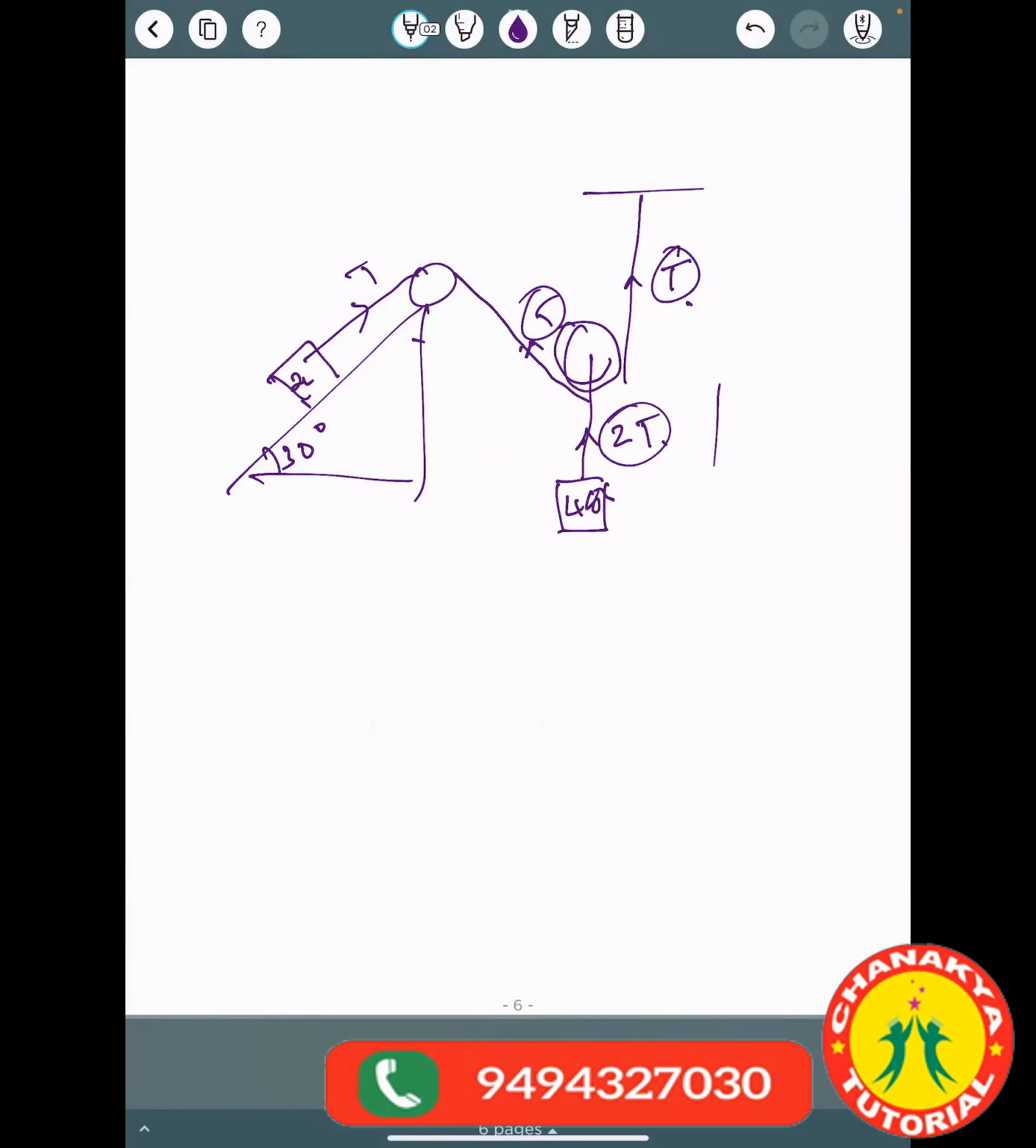Okay, let us say the block is moving down and this block will move up, correct? So if this moves down with A, it should move up with A. So tell me, what is the supporting force for 4 kg? It is mg, right? So 4g minus what is the opposing force, 2T, is equal to 4 into A.